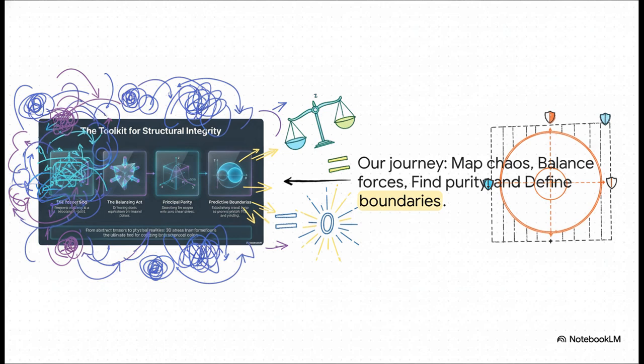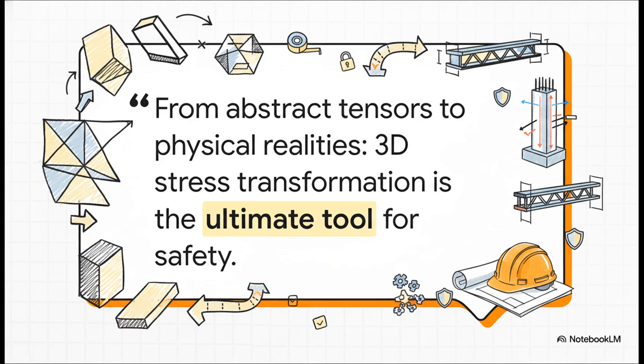First, we mapped all the chaos using the stress tensor. Second, we understood the critical balancing act of internal forces needed for anything to be stable. Third, we found that state of purity by calculating the principal stresses, where all the messy shear stuff disappears. And finally, we defined the absolute boundaries of reality with Mohr's circle, giving us a crystal clear visual limit for safety. And this quote just says it all, doesn't it?